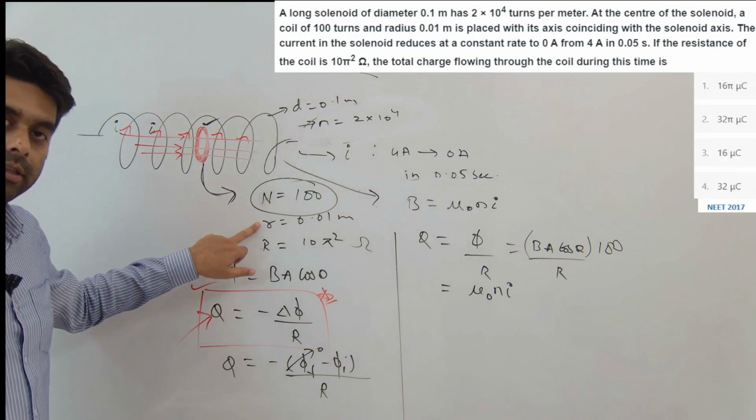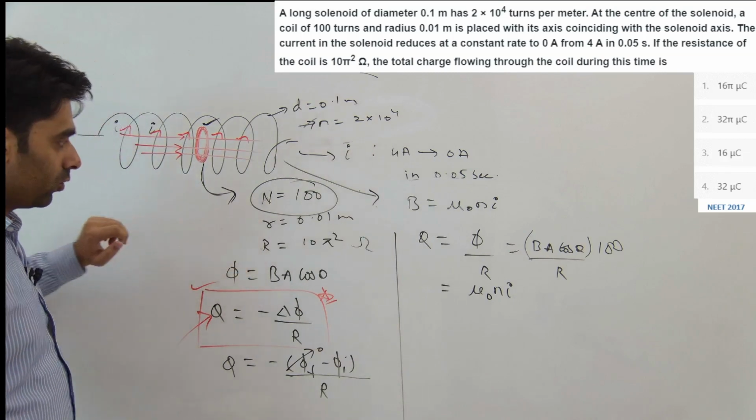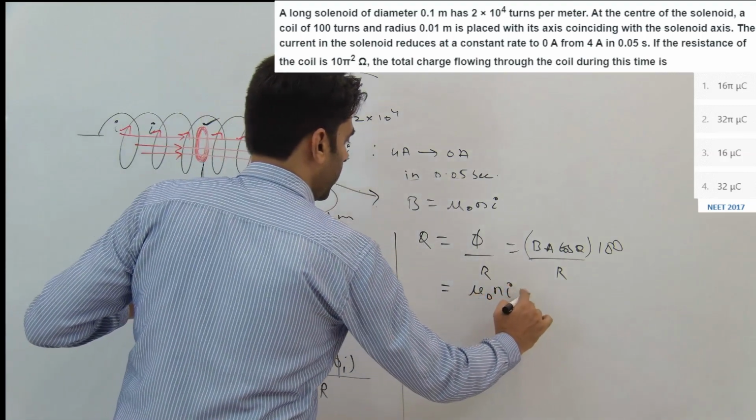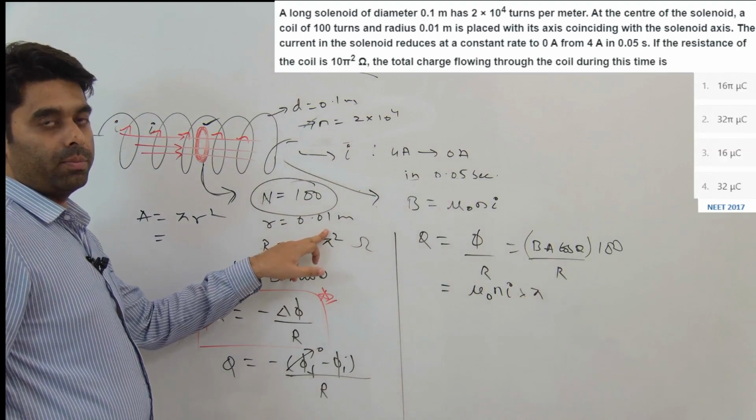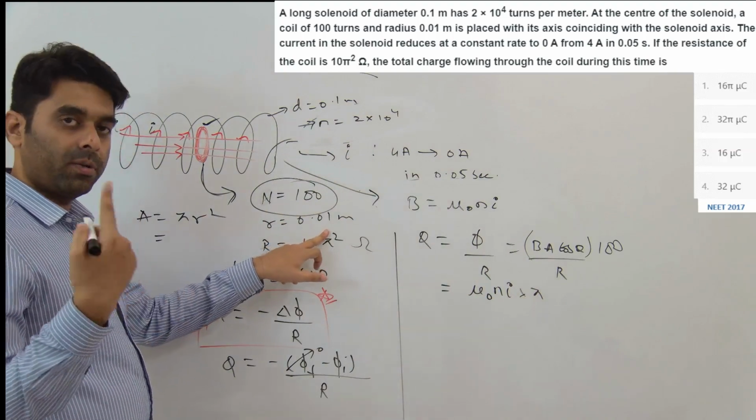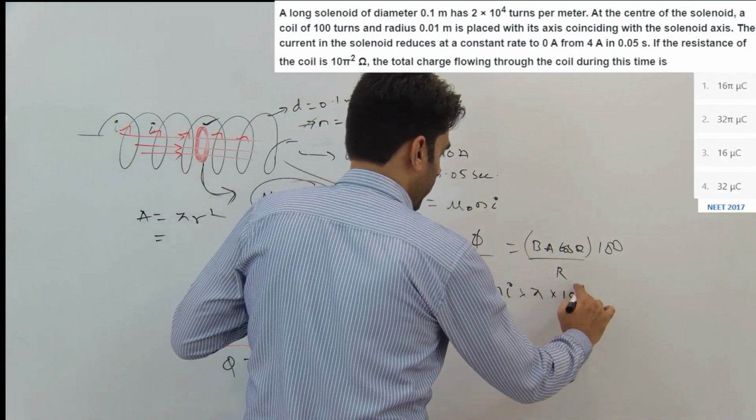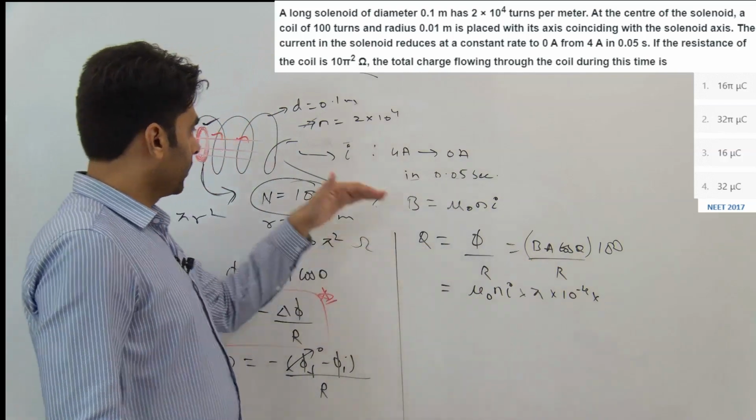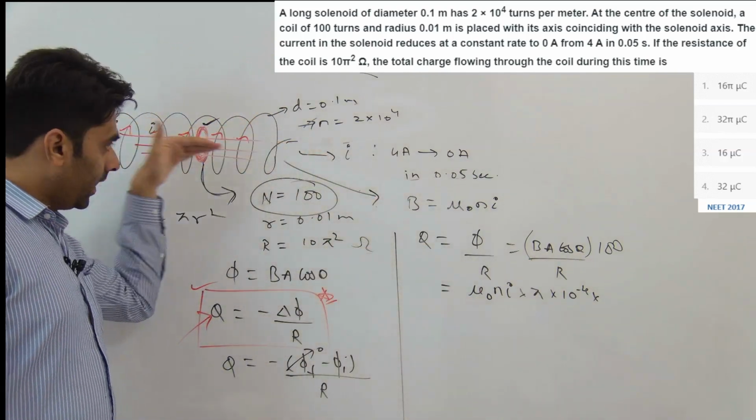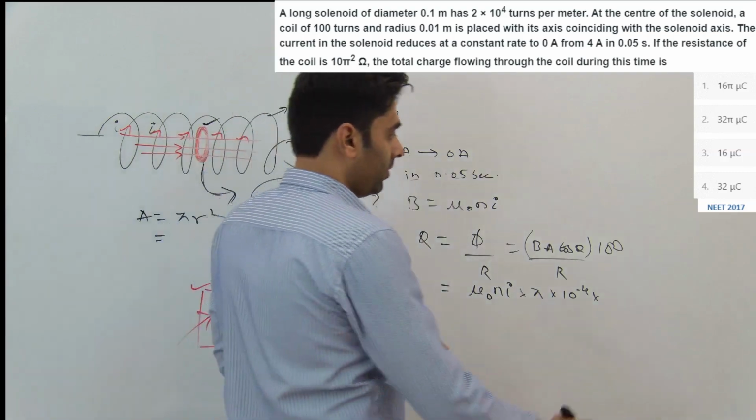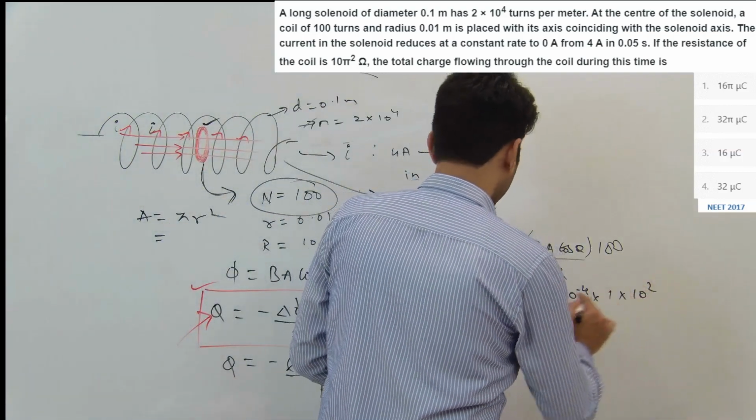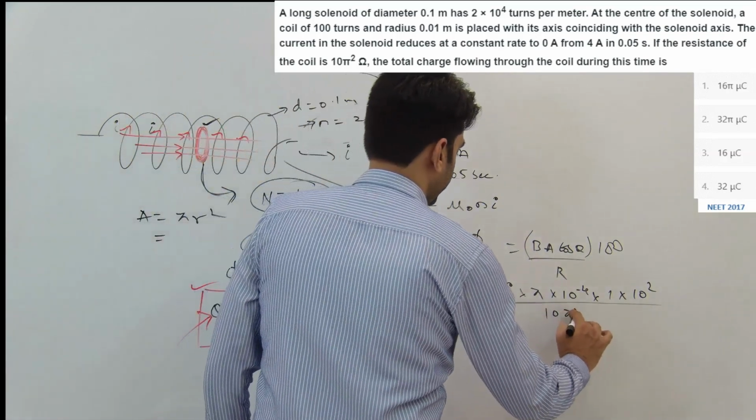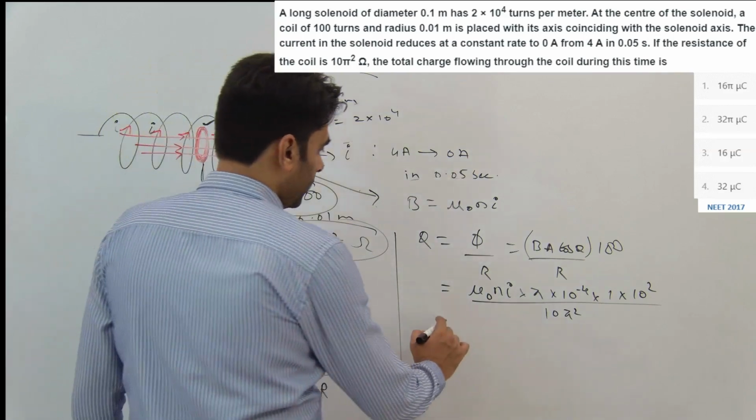Area for this one: radius is given to us as 0.01, so area can be written as pi R square. R is 1 into 10 power minus 2, so R square will be 10 power minus 4. Now this is BA cos theta. Theta is between the magnetic field and the area vector. Both are in the same direction, so theta will be 0, cos 0 is 1, into 10 power 2, divided by resistance. Resistance is how much? 10 pi square. Right? Let's substitute. What are we getting?